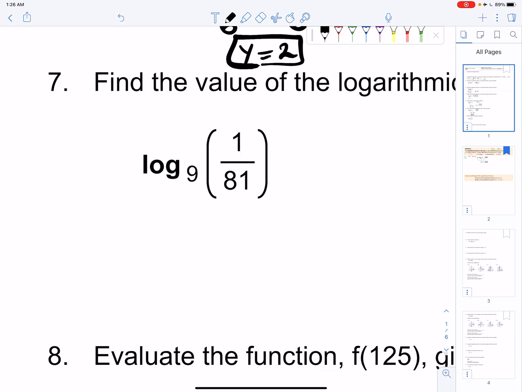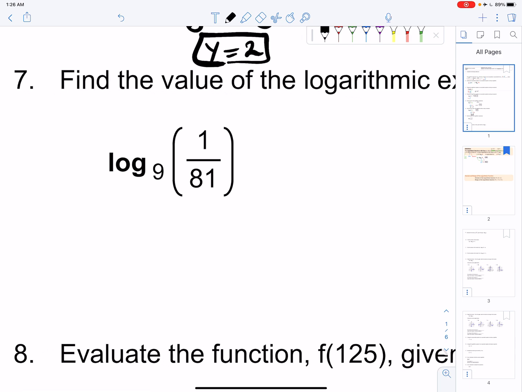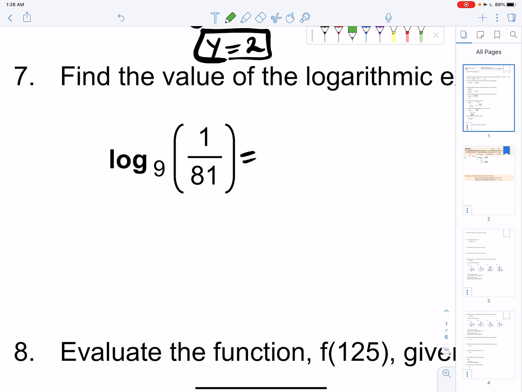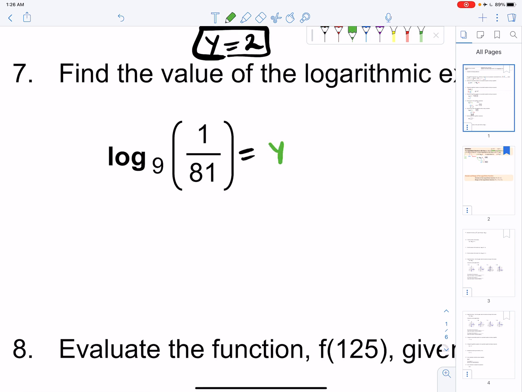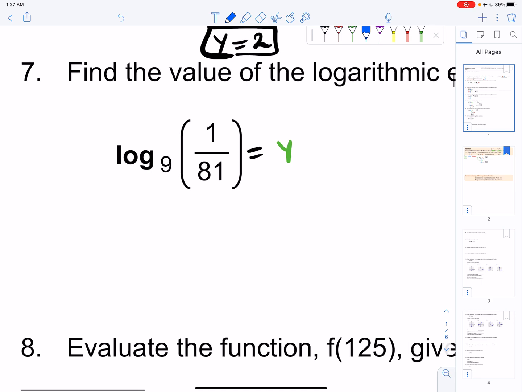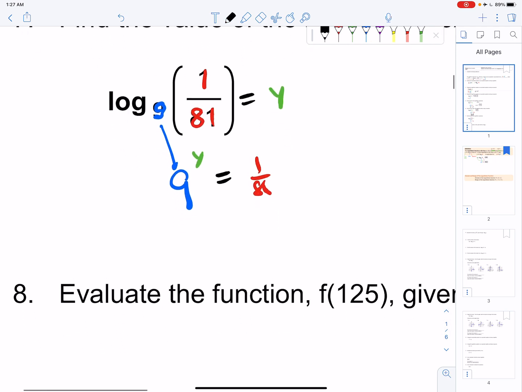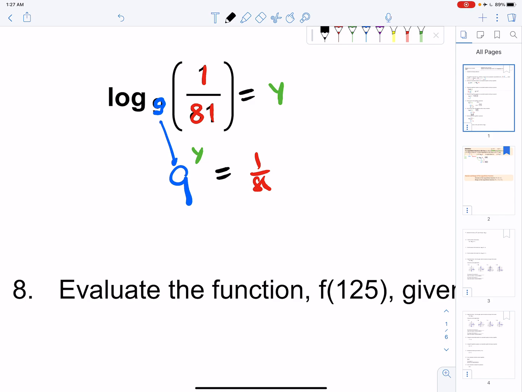Well, we don't know what that equals, and that's going to be a little bit confusing. So I'm just going to set it equal to y, and I'm going to convert it to an exponential. So there's my base of 9. And so it's 9 raised to the y power, and that's going to equal my argument of 1 over 81. Now, once again, how do we solve these exponential equations? Well, we try to have the same base.